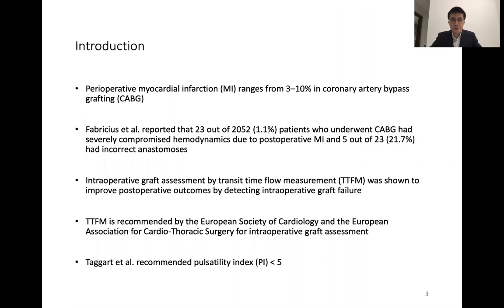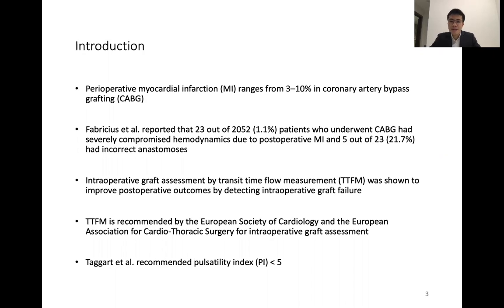Perioperative MI ranges from 3 to 10% in CABG. Publishers et al. reported that 1% who underwent CABG had severely compromised hemodynamics due to postoperative MI, and 21% had incorrect anastomosis. Intraoperative graft assessment by TTFM was shown to improve postoperative outcomes by detecting intraoperative graft failure. TTFM is recommended by the European Society of Cardiology for intraoperative graft assessment.